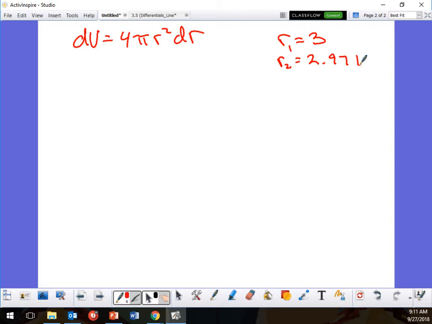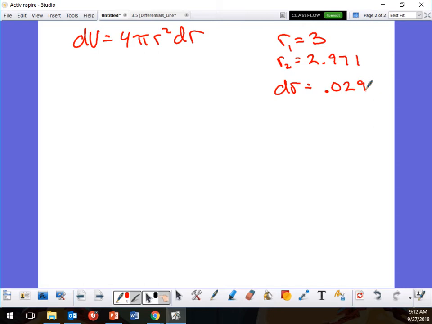So now, what did I say that this dr stands for? It's the change in r, the difference. So what would I do to get the change of r here? Subtract. Very good. Subtract those two. Yes, 0.029, right? So we know that my dr is going to be 0.029. Okay, so now we're going to put this in.